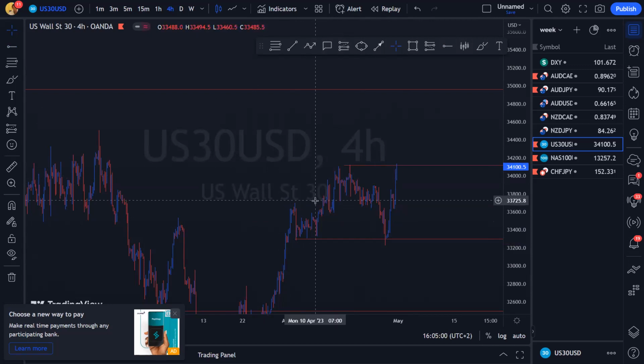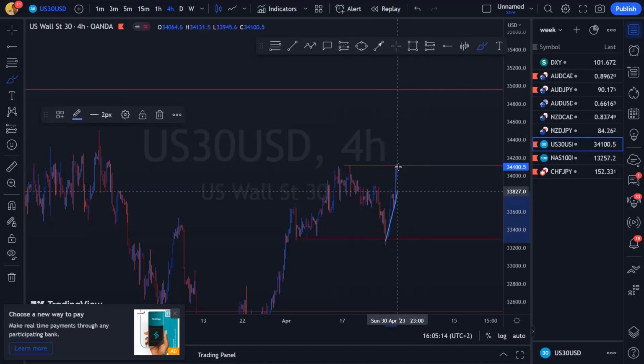I'm stuck inside some sort of range. This is the low of the range. This is the high of the range. What do I do at the high of the range? At the high of the range, I should be looking for sell side positions, and at the low of the range, I should be looking for buy side positions. What I can see is that price action came here fairly impulsively.